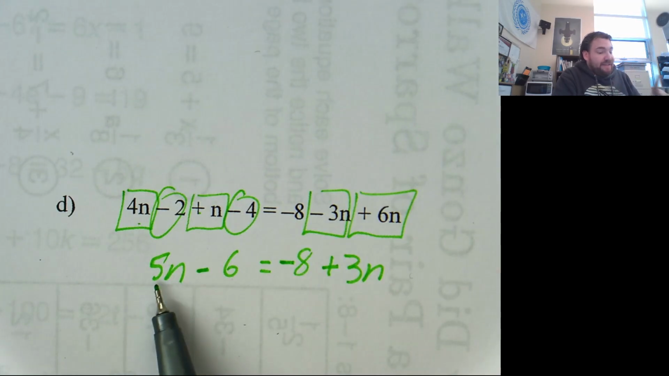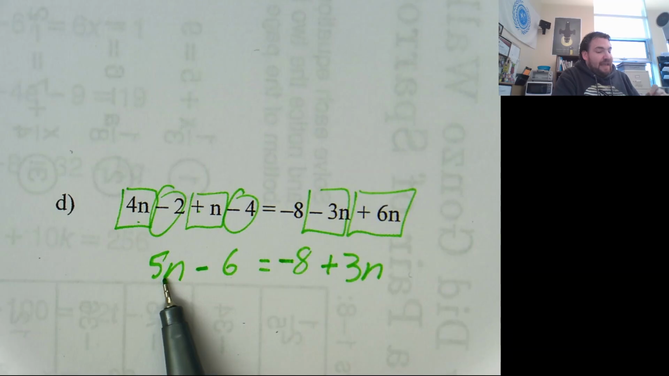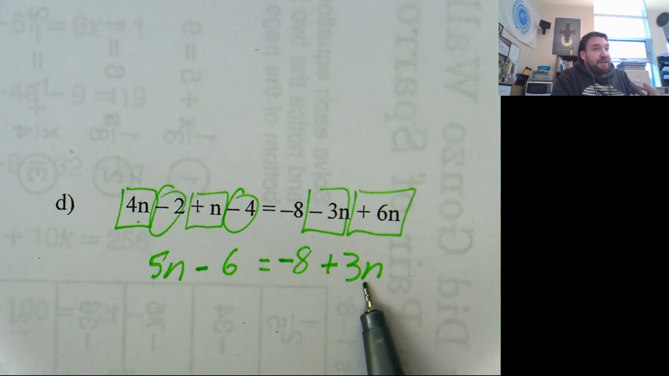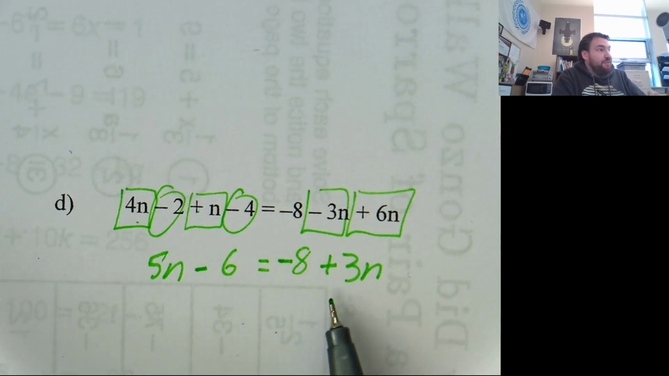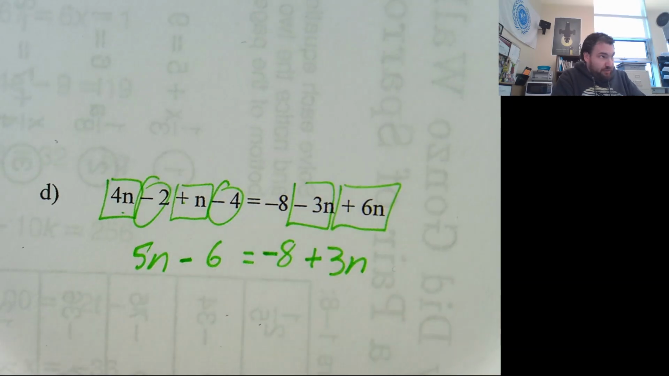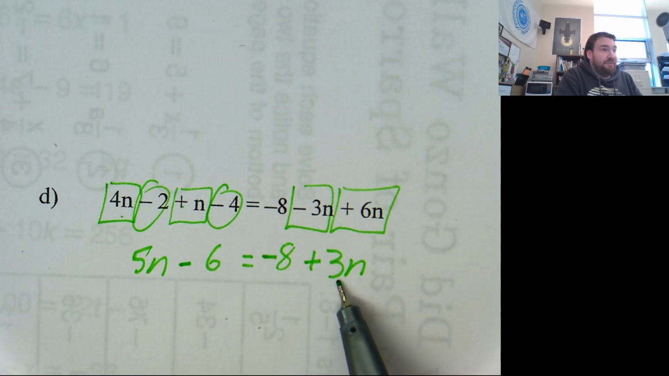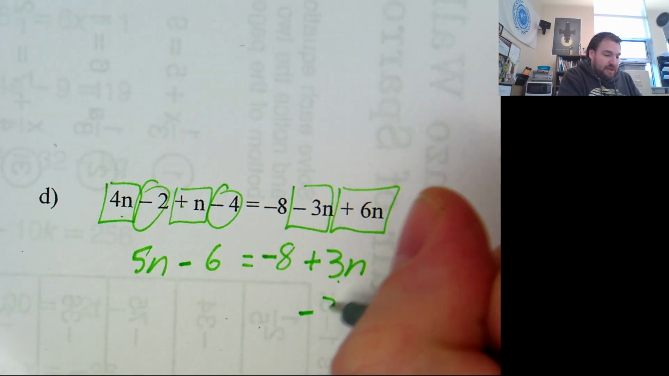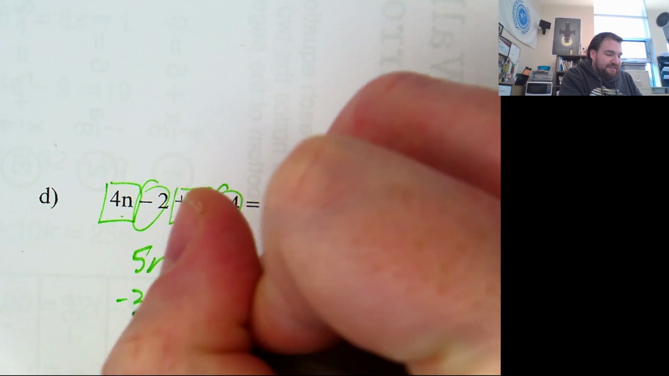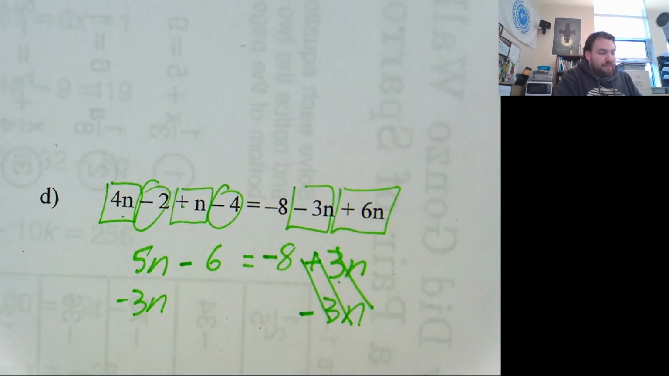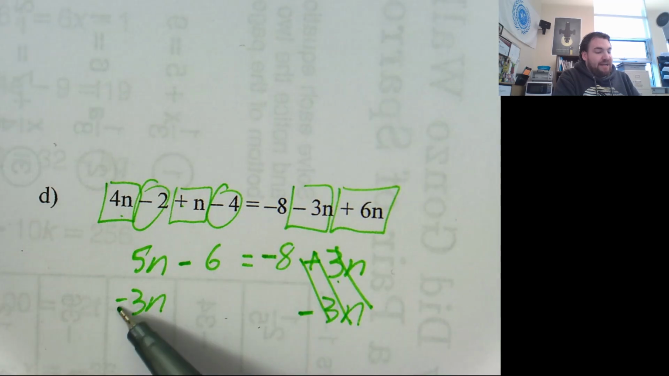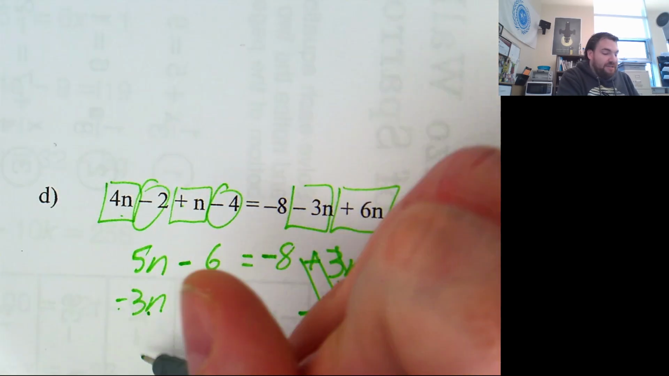Because this 5n is positive and this 3n is positive, to bring them to the left means I'm going to have to subtract 3. 5 minus 3 is going to be positive. So yes, Ethan, bringing everything to the left is the right call in this question. To do that, I'm going to subtract the 3n. And whatever I do to one side, I have to do to the other. 5n minus 3n is positive 2n.